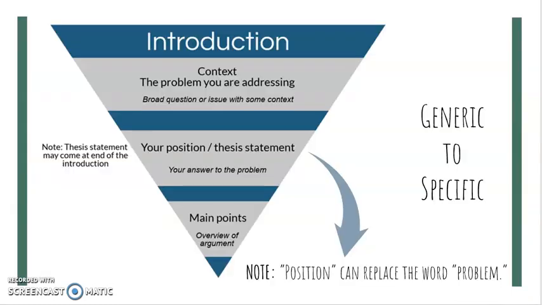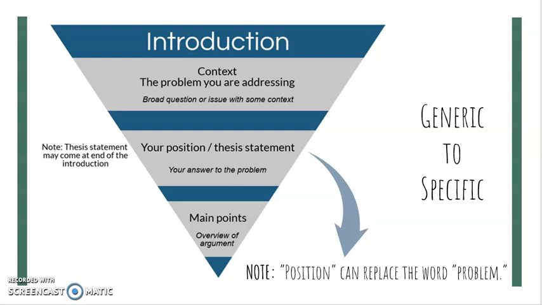Now we're going to talk about the generic to specific outline. As you can see, this outline is best imagined as a triangle where you start with very broad ideas and narrow them in until at the end of your essay, you have a very specific thought. However, before starting on our discussion of this outline, we would like to note that the word position can replace the word problem. So, with this outline, you start with your context about the problem you are addressing.